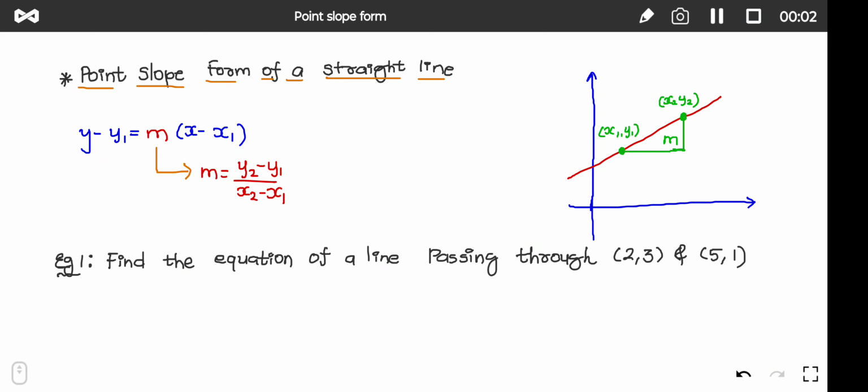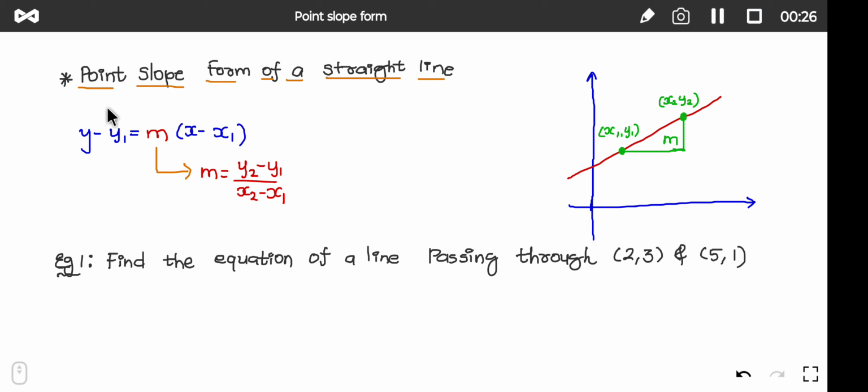Hello everyone. In the last class we have seen how to calculate the slope when the line is passing through 2 points or an angle is given. Now in this class we will see how to find the equation of a line by using point slope form. Whenever the line is passing through some points that we know, we have to find the equation of a line.